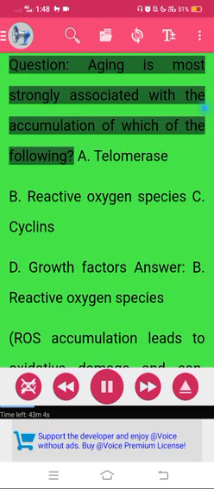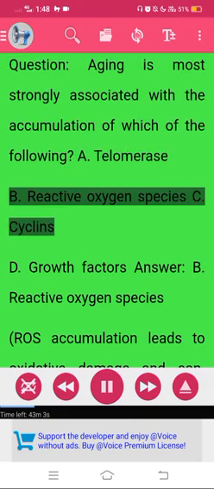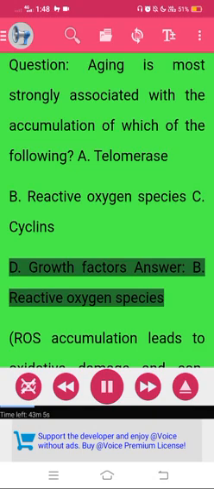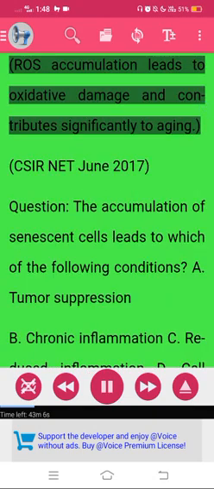CSIR-NET December 2020. Question. Aging is most strongly associated with the accumulation of which of the following? A. Telomerase. B. Reactive oxygen species. C. Cyclins. D. Growth factors. Answer. B. Reactive oxygen species. ROS accumulation leads to oxidative damage and contributes significantly to aging.